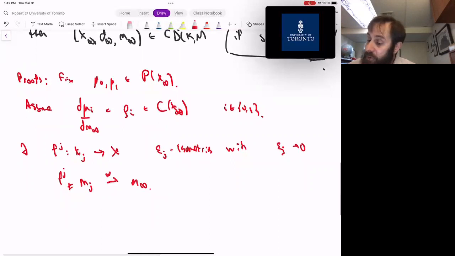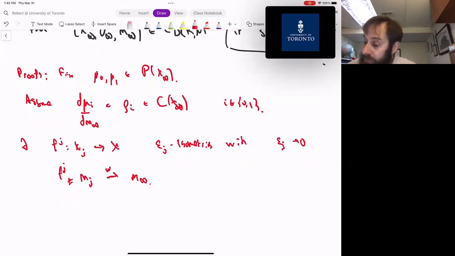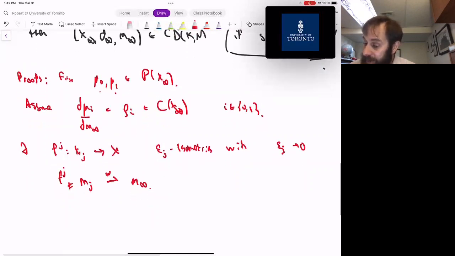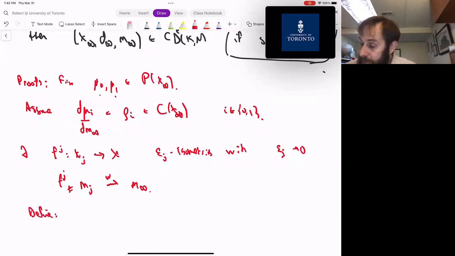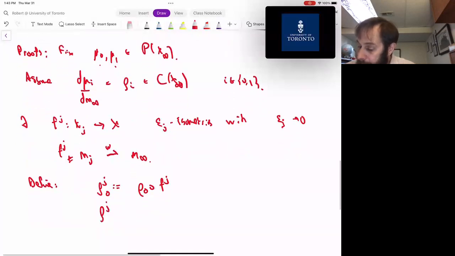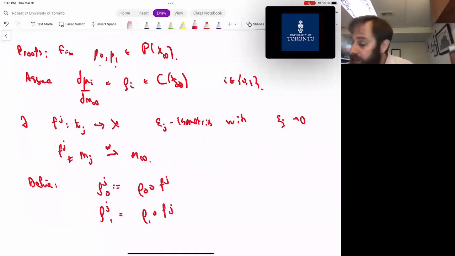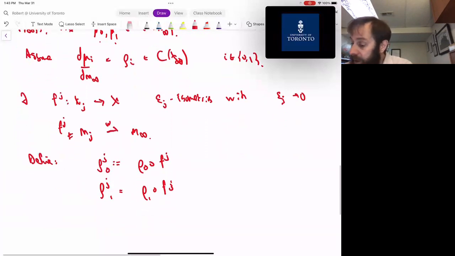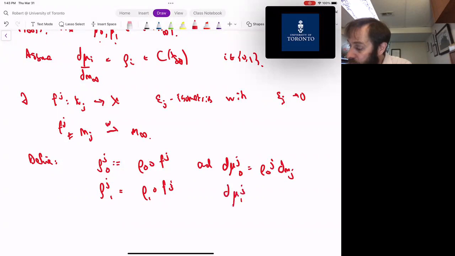And so I'm going to use these f_j's to define the sort of approximations to these in the jth approximating space, for i equals 0 and 1. So define rho_j0 to be rho_0 composed with f_j, and rho_j1 to be rho_1 composed with f_j. Now, of course, these won't be continuous because the f_j's are not necessarily continuous. And mu_j0 to be rho_j0 dm_j, and similarly at time one.